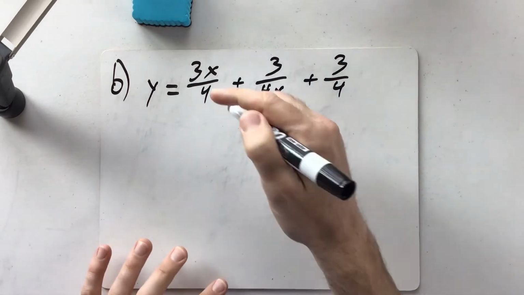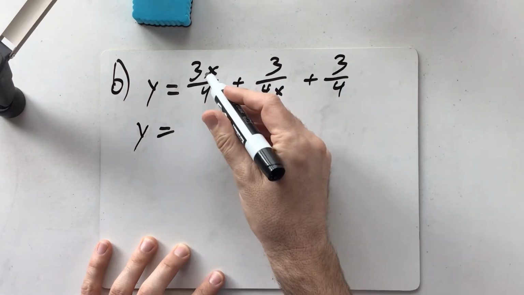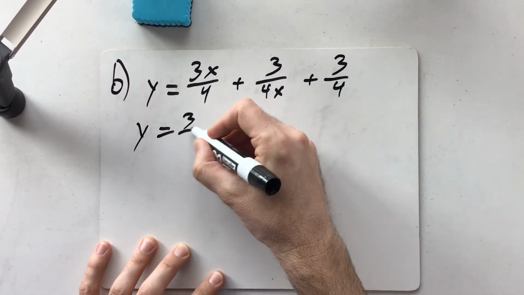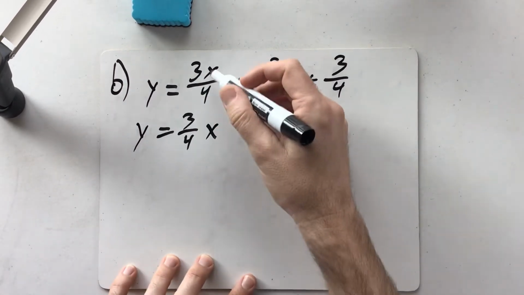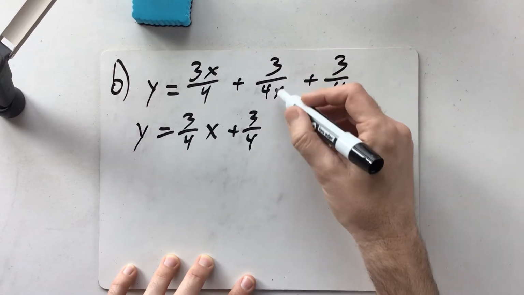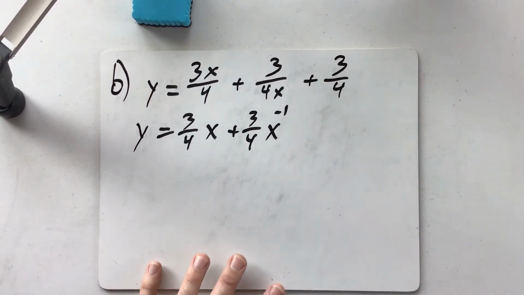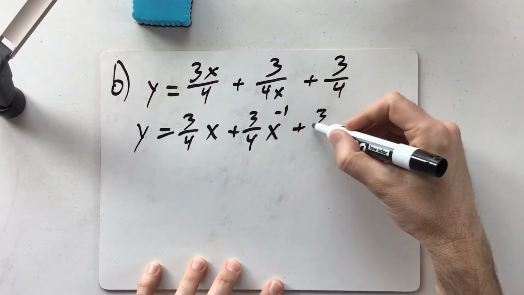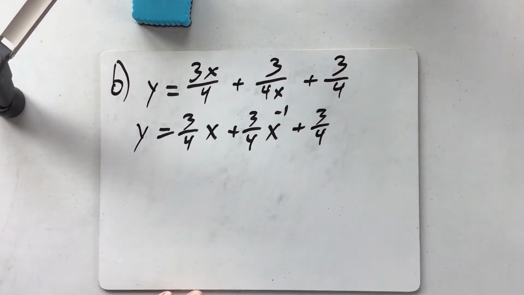So what you'll see is that this 3x over 4 is the exact same as if I had a coefficient 3/4 times x. These are the same thing. Over here, this divided by x means that we have an x to the negative 1 power. And then over here, we have just a plain 3/4. If you wanted, you could write an x to the 0 power. I'm just going to leave it as 3/4.